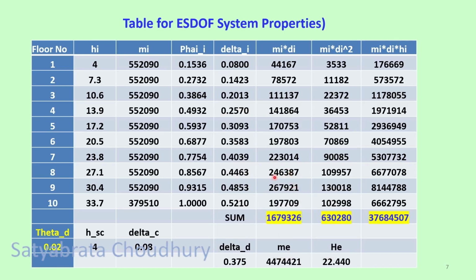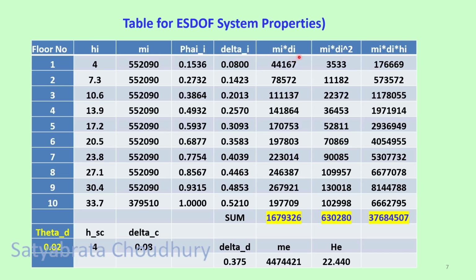Now we prepare the table for equivalent single degree of freedom system properties. This table is slightly different from that of the frame shear wall building. So Hi height, then mass, then shape coefficient phi i, and then calculate delta i by the formula we have just discussed in the previous slide. And the remaining are only multiplications, etc.